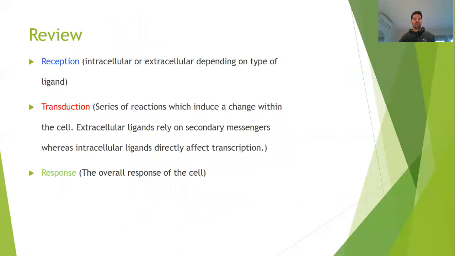So in review, there are 3 stages. It's reception, which is either intracellular or extracellular, and that depends on the type of ligand. You've got transduction, which is our intermediate stage, where extracellular ligands use secondary messengers, whereas intracellular ligands create transcription factors. And lastly is our response, the overall response of the cell. So there are 3 main parts of signal transduction.